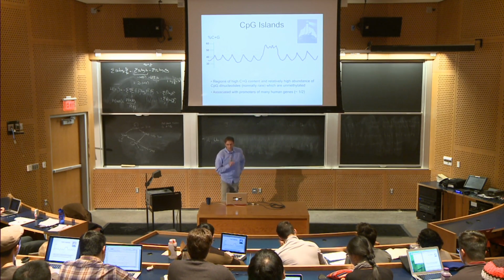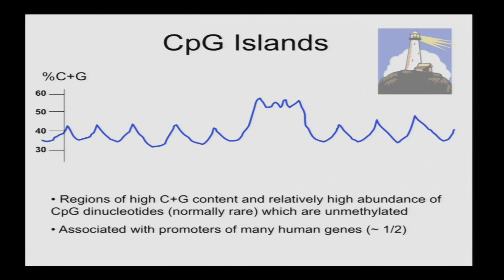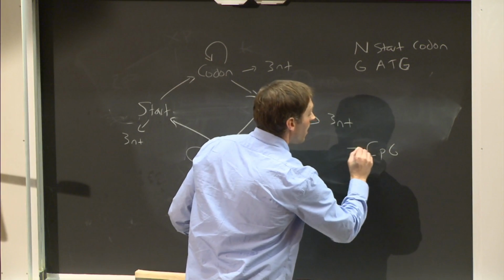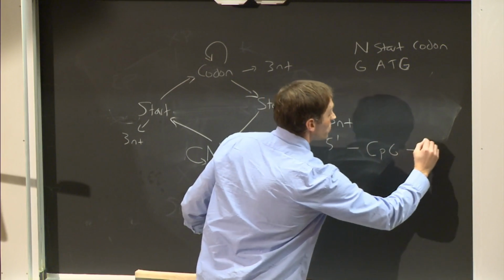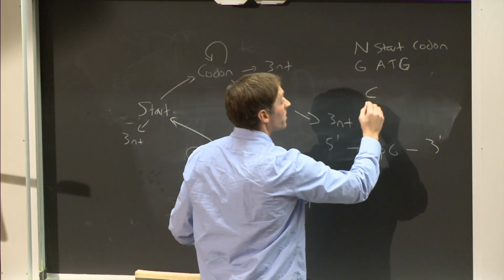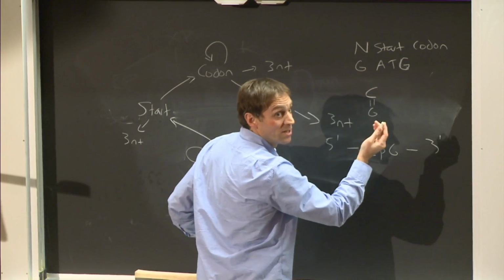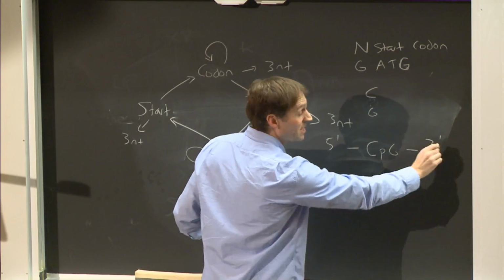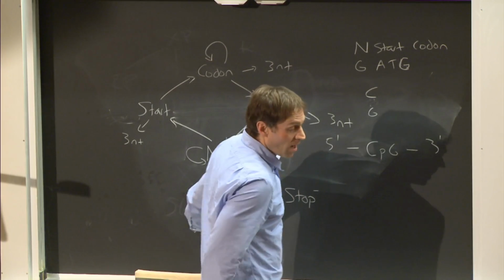Well, the definition here is going to be regions of high C and G content and relatively high abundance of CpG dinucleotides, which are unmethylated. So what is the P here? The P means that the CG we're talking about is C followed by G along a particular DNA strand, just to distinguish it from C base paired with G, right? We're not talking about a base pair here. We're talking about C and G following each other along the strand.